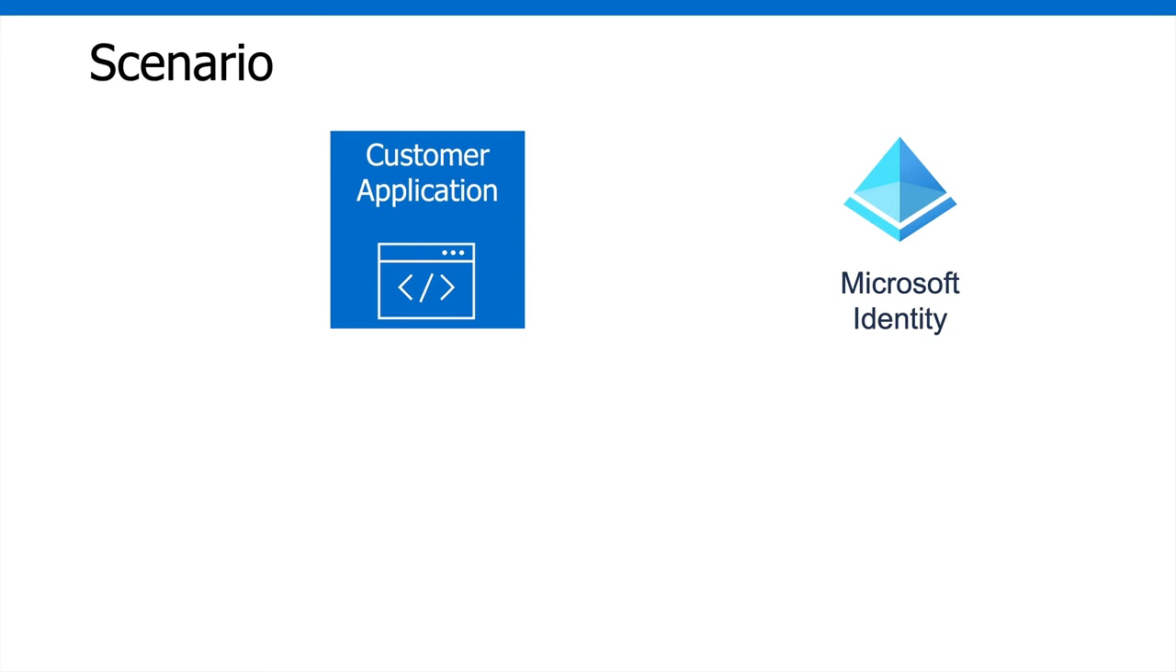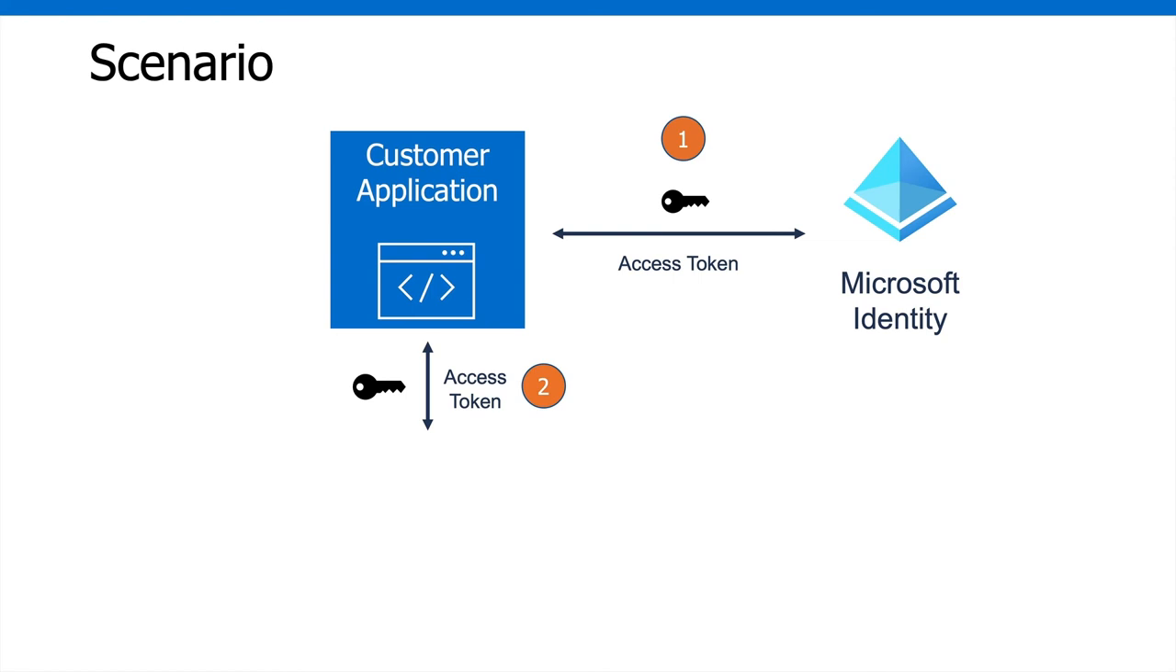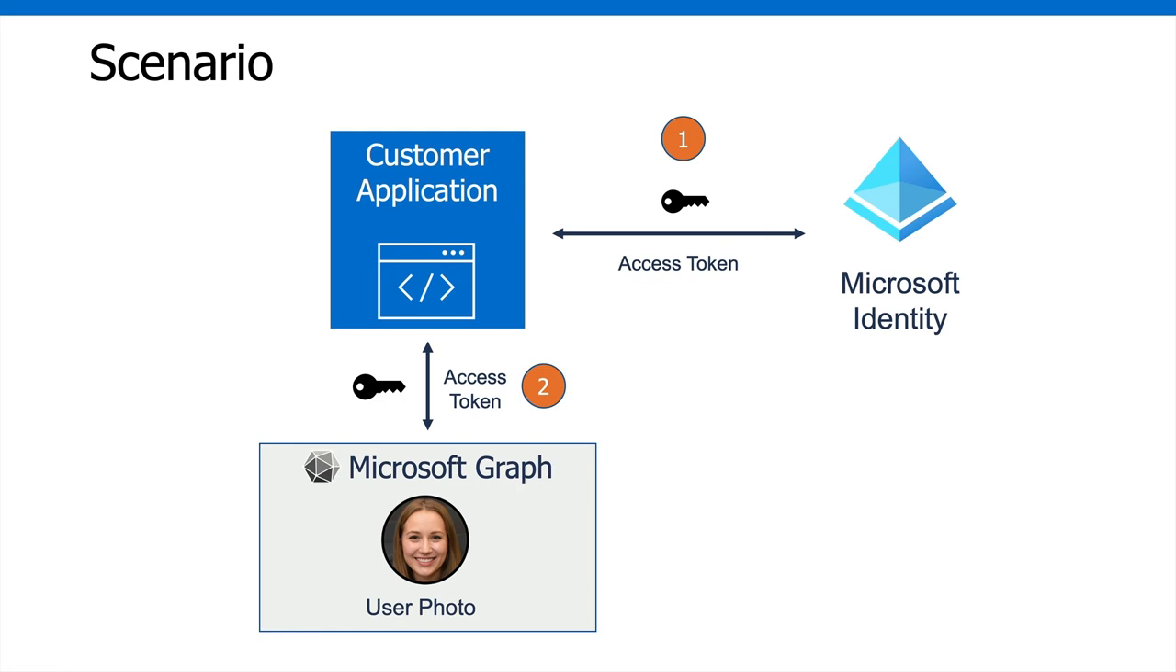So to add this feature, we'll of course have the user sign in and we'll go through the process of getting an access token. Now that token will be used to call into Microsoft Graph and then retrieve the user's profile photo. Once we have that profile photo, I'll show you how we can actually embed that using a standard image tag into a web page. So now that we've talked about the overall scenario, let's jump into the first section.